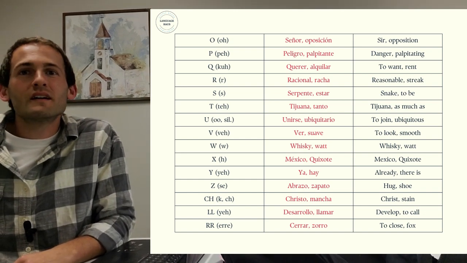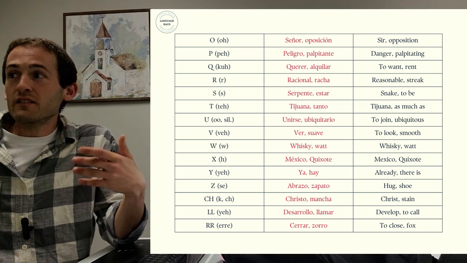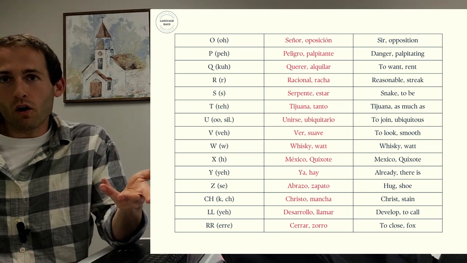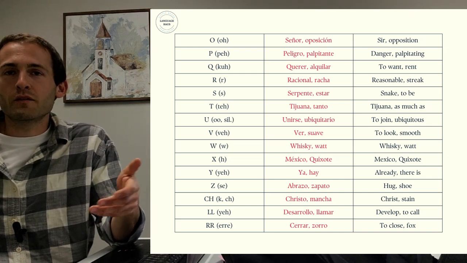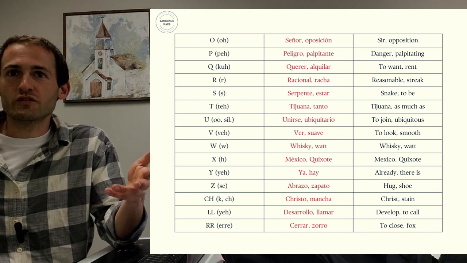So when it comes to learning the different sounds, like the rolled R, we don't really do that in English. And there are plenty of sounds in plenty of foreign languages that are just foreign.